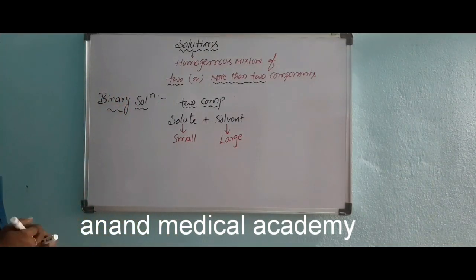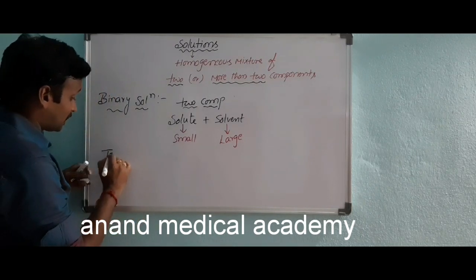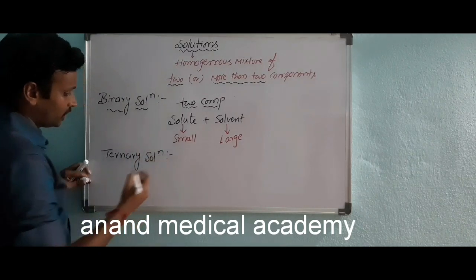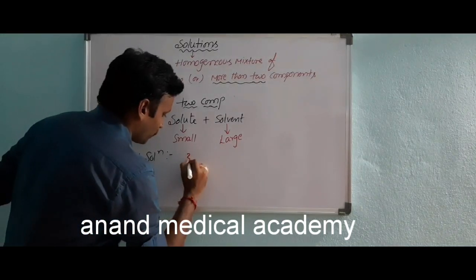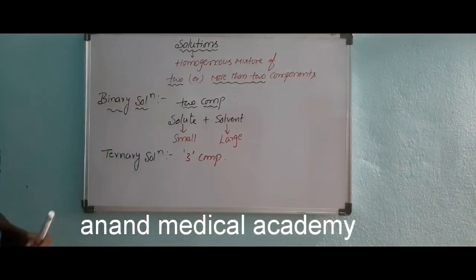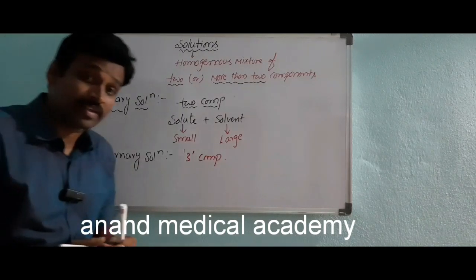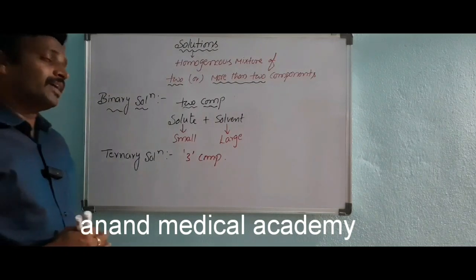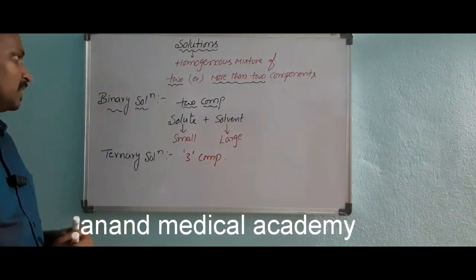It's a binary solution. If a solution consists of three components, that is called a ternary solution. So in a ternary solution, how many components do we have? Three components. Binary solution means two components, and ternary solution means three components. Still, any other kind of classification? Yes, we have different kinds of classification.